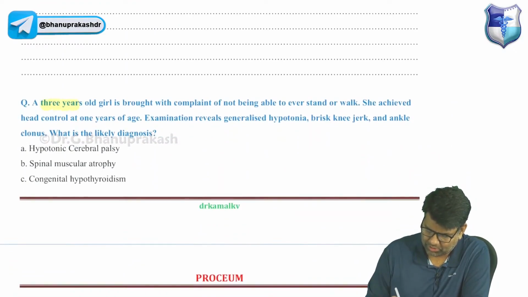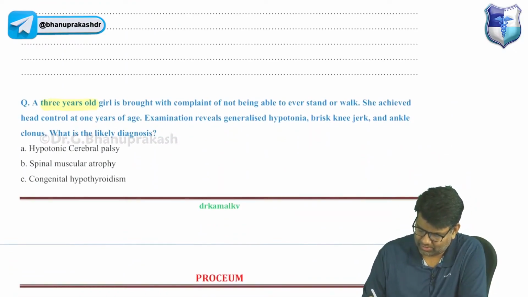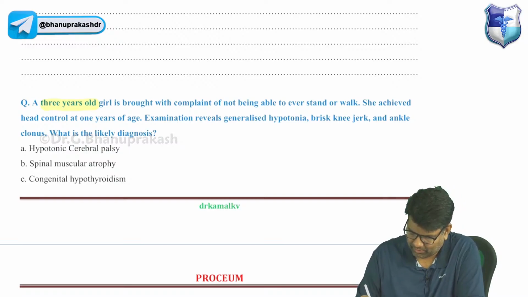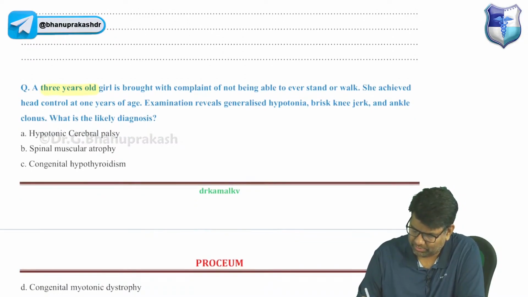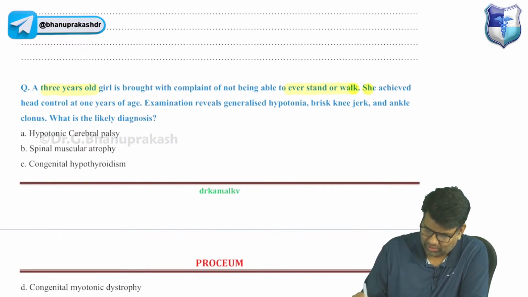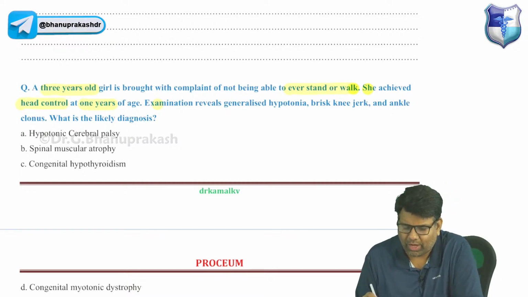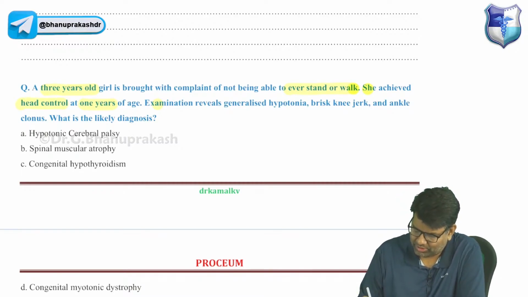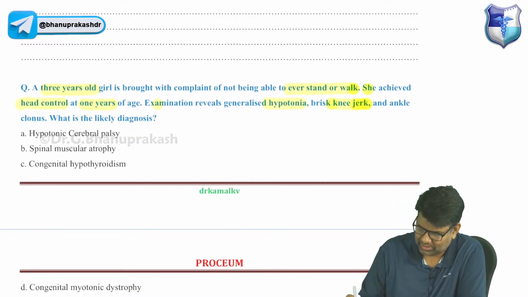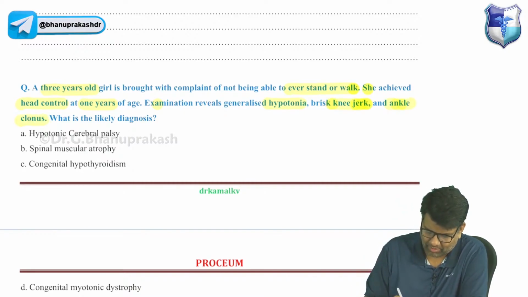A 3-year-old child is brought with complaint of not being able to stand or walk, and even the head control is achieved at the age of 1 year. There is generalized hypotonia, but PTR, brisk, and ankle clonus.